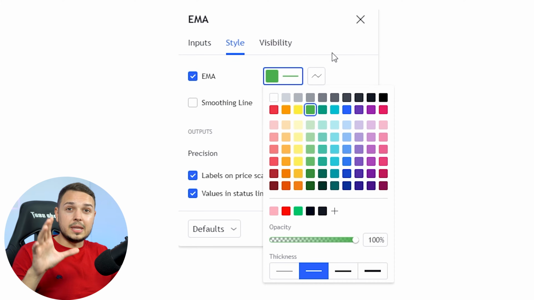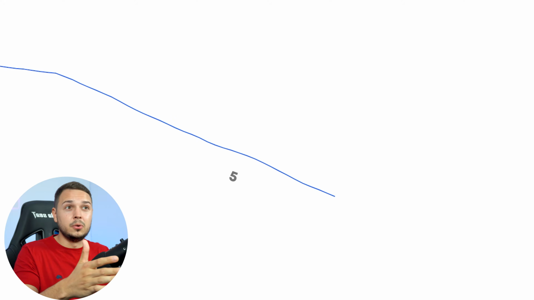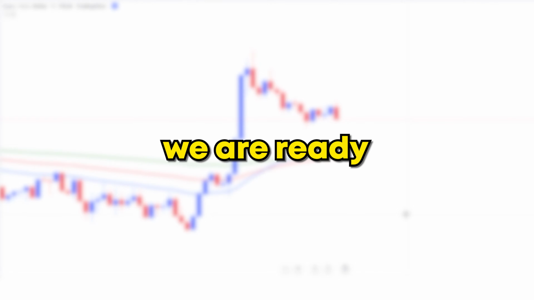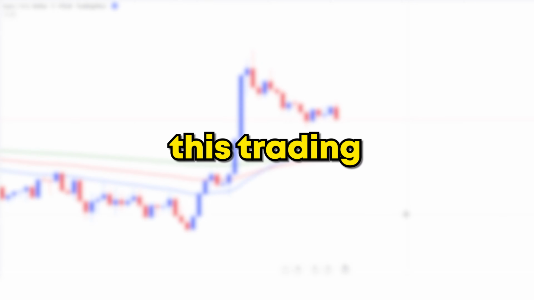You can style the EMA lines the way you want. Personally, I like my 50 line to be blue, 100 line to be red, and 200 green. You're more than welcome to copy the exact same settings. It might be even easier to understand and follow the instructions I'm about to give. Okay, finally, we are ready and set to understand this trading strategy.